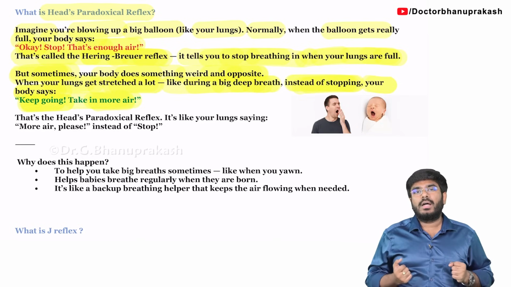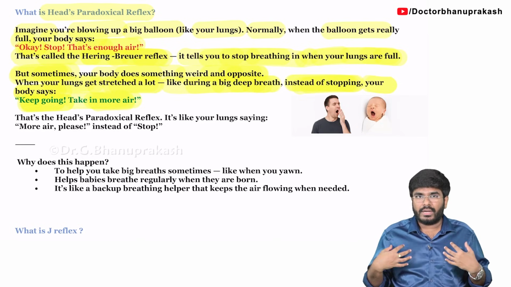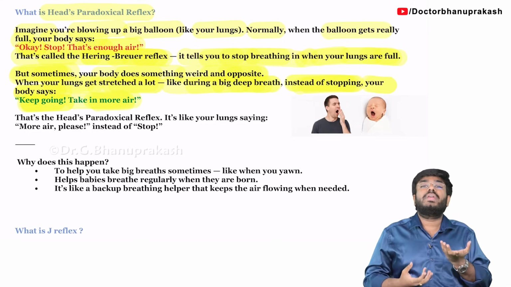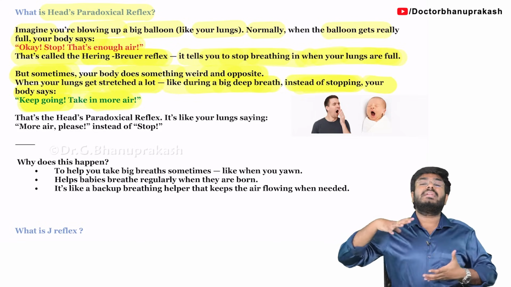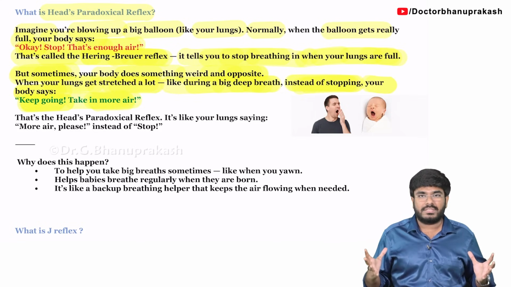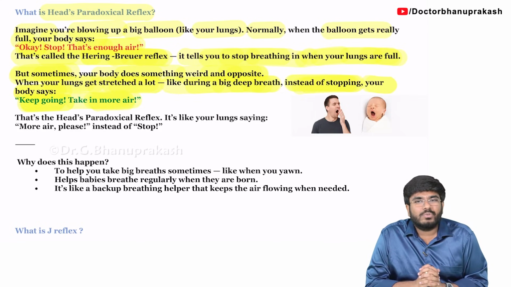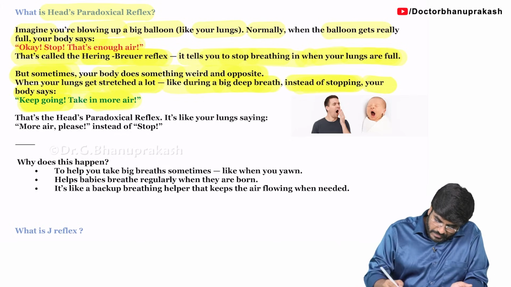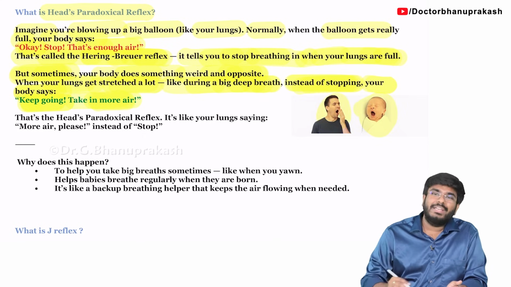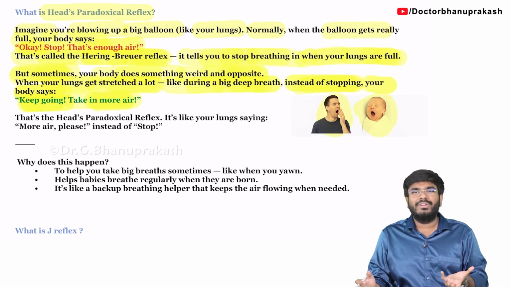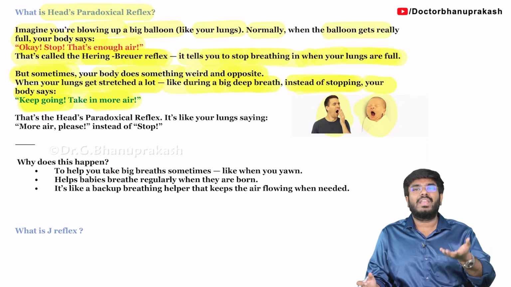Because you know, in intrauterine life, the lungs are completely collapsed. You have to take as much air as possible to completely inflate the lungs, to completely inflate the alveoli. So this Head's paradoxical reflex is seen in neonates. That's why I have kept neonate here, taking the first breath. Also seen during yawning. During yawning, we take a larger breath, right? We take a lot of air.